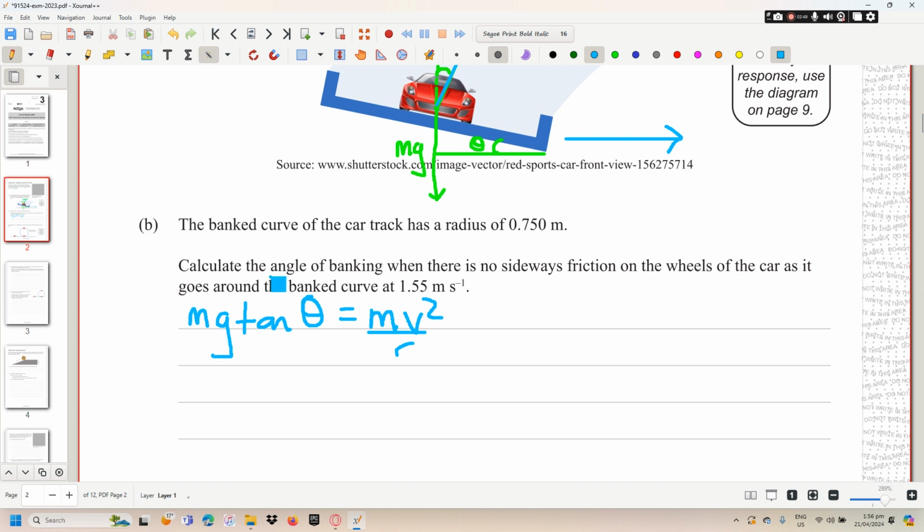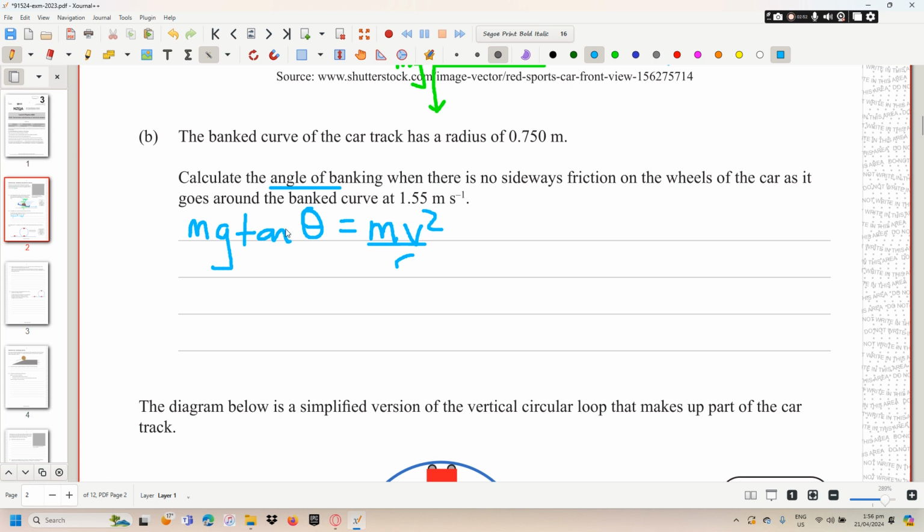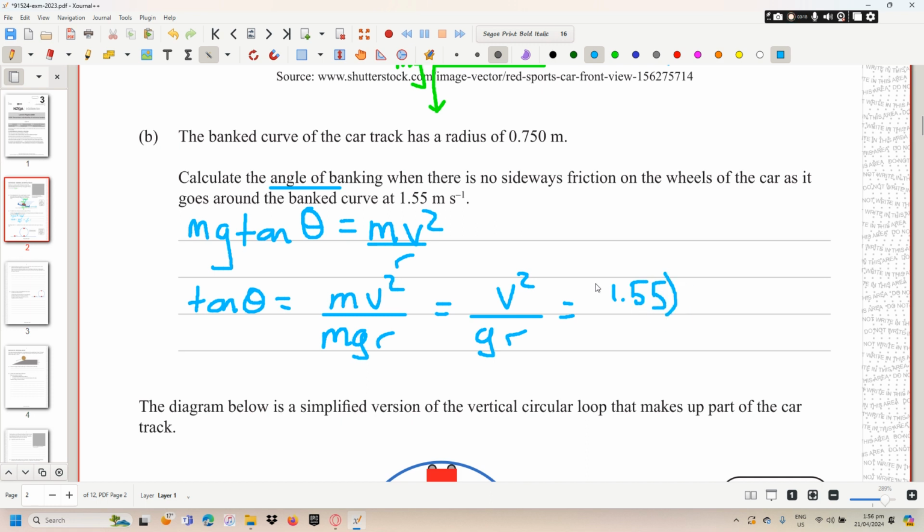Now, we want to know the angle of the banking, so I'm going to rearrange this for tan theta. Tan theta equals mv squared divided by mgr. The m's cancel, and you're left with v squared on gr. So, putting in the numbers, velocity squared, 1.55 squared, taking gravity as 9.81, and the radius is 0.75.